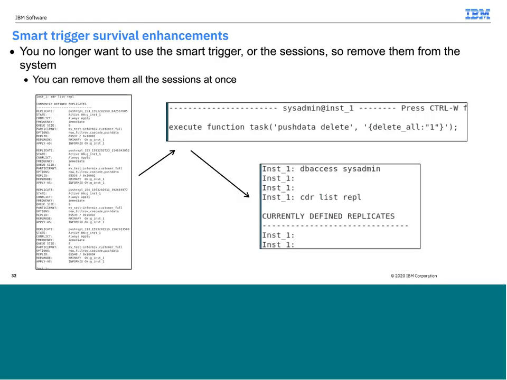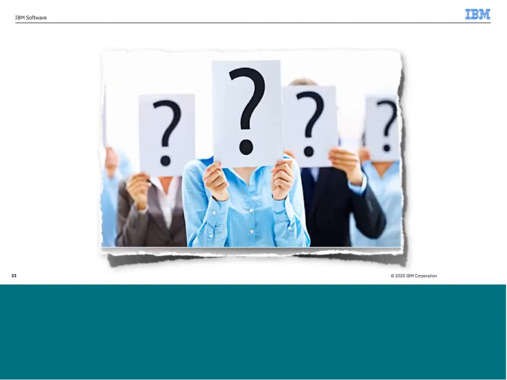Or you can go in and say, no, let's get rid of all of these. And so I can do a push data delete, delete all, and now all the replicates are gone because all the smart triggers are closed. So depending on what you need to do, you can invoke the proper command. And that is smart trigger survival enhancements.